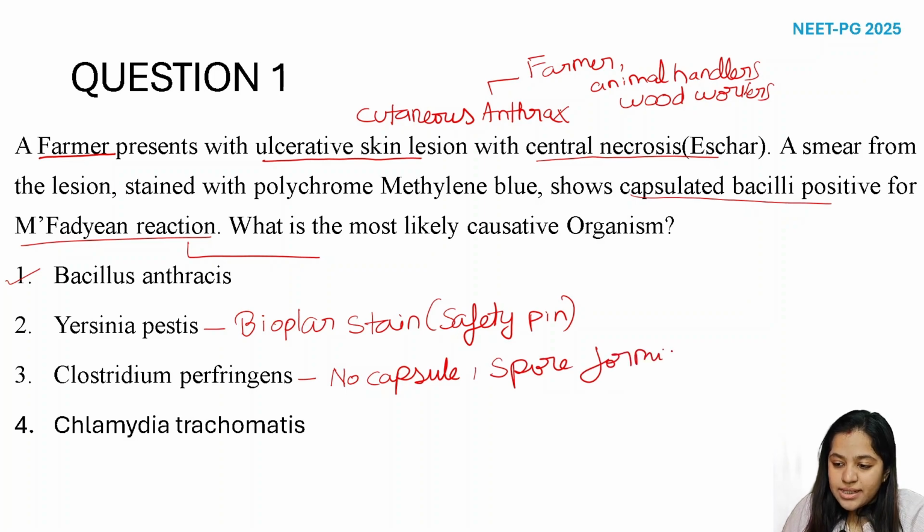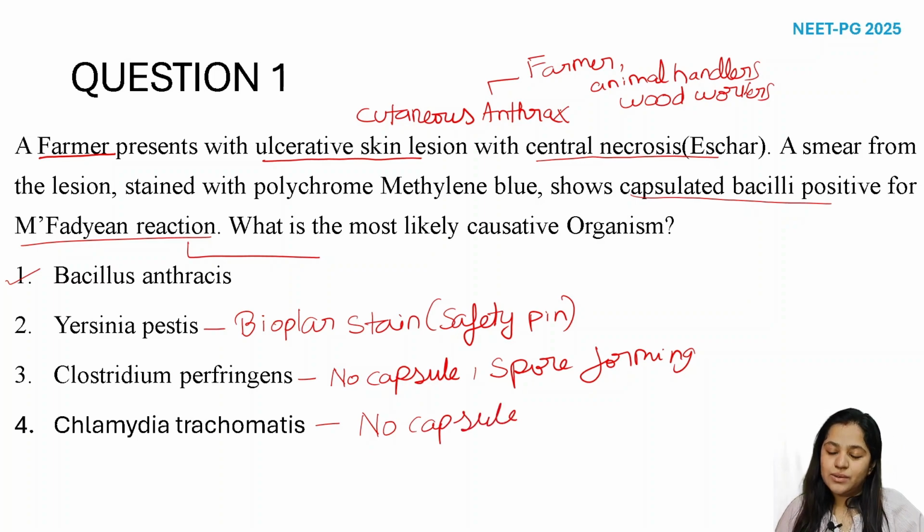Okay. Then your Chlamydia trachomatis, now it cannot be seen in routine smear and it has also no capsule. So we have ruled out all these options. Okay. So here the answer is your Bacillus anthracis.